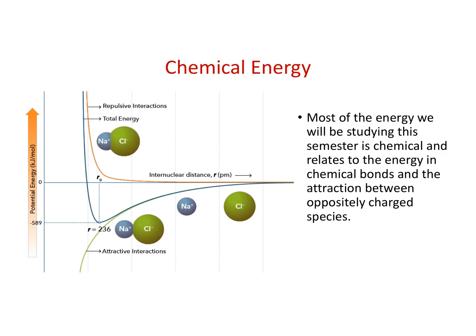The energy we'll be talking about in this class will have to do with chemical energy, and we can think of it by looking at this example of a sodium ion and a chloride ion and the relative distance that they are apart. For those two oppositely charged ions, the farther apart they become, the less potential energy we have, the less attraction we have between those oppositely charged ions.